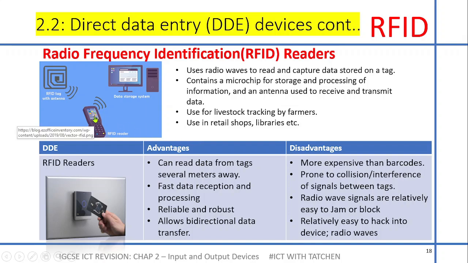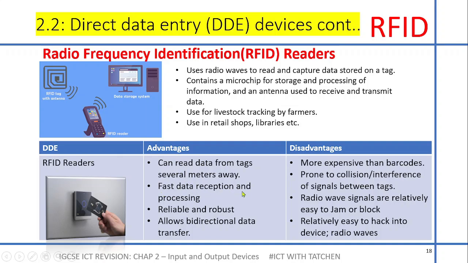Mostly, you will find RFID readers being used to track livestock by farmers, and you also find them used in retail shops or libraries to track different items in the shop or books in the library. RFID readers, basically, the advantage is they can read data from tags several meters away.